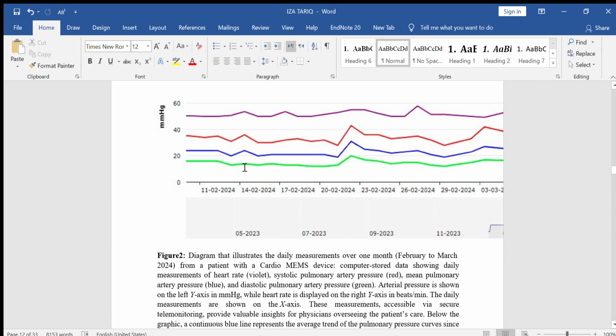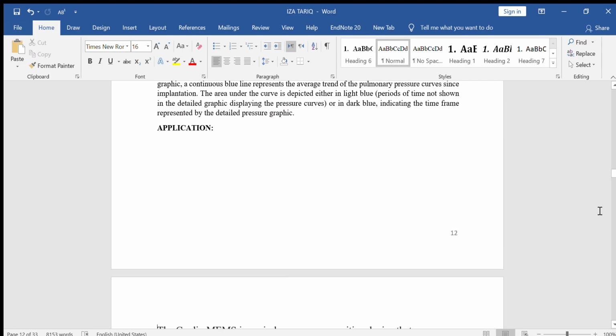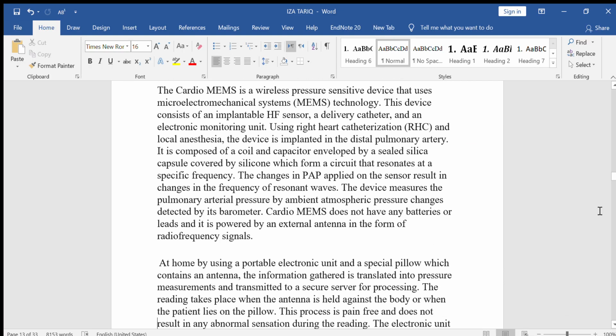Green line shows the pulmonary arteries, the red line shows the diastolic pressures, and the blue line shows the systolic pressure of this patient. Then, application. The CardioMEMS, or cardio microelectromechanical system, is a wireless pressure-sensitive device that uses microelectromechanical system technology.